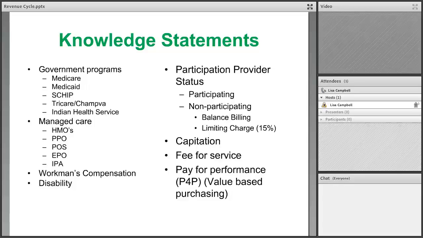Also know about a provider's participation status, participating provider versus a non-participating provider. Know what the limiting charge is. That means how much a non-participating provider can charge. Remember the term capitation, which is tied to our HMO products. So pay for performance, fee for service. Know the differences in these terminologies.